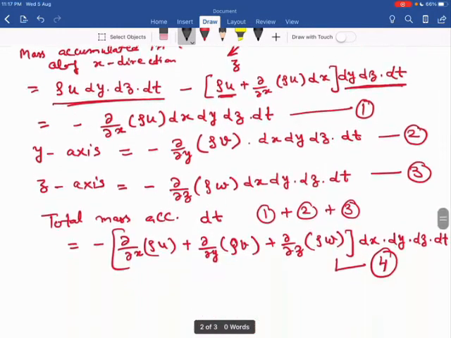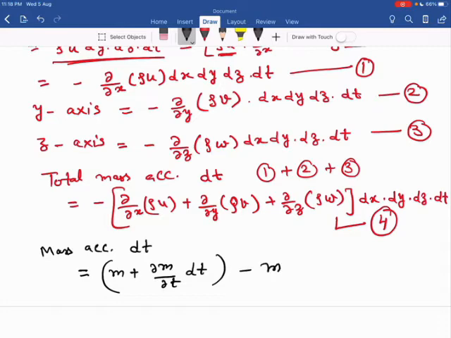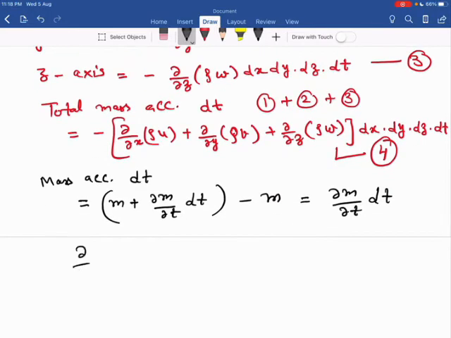So again, the mass accumulated in time dt is m plus curly m by curly t into dt minus the mass entry, so it is curly m upon curly t into dt. Now m you can write as mass, which is the density into the volume of fluid.